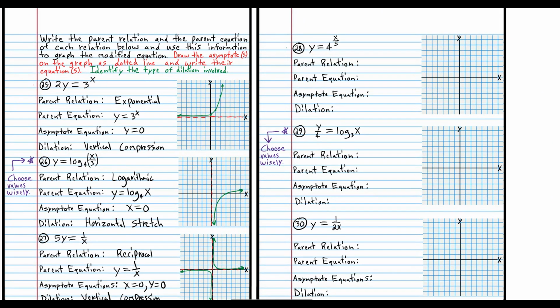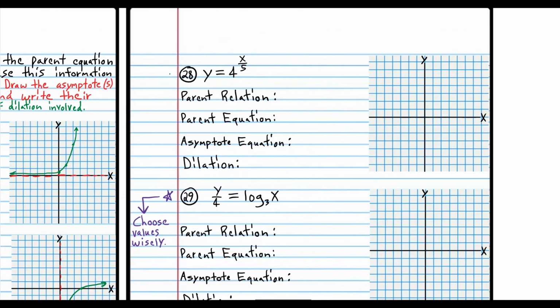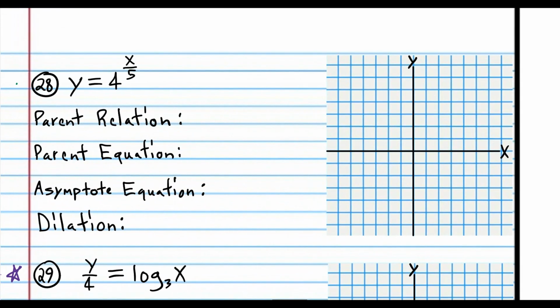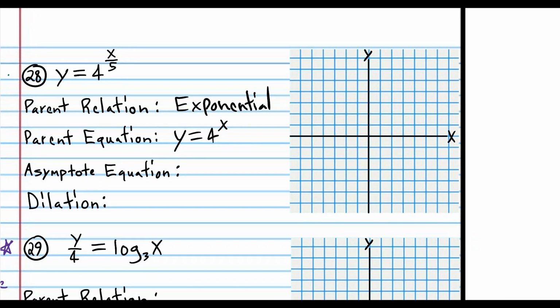All right, we're back. So there's a variable in the exponent, so this is going to be an exponential parent relation. The parent equation is y is equal to 4 to the x. And we're doing something to x, so it's going to be a horizontal dilation. We're dividing, so it's going to be a horizontal stretch.